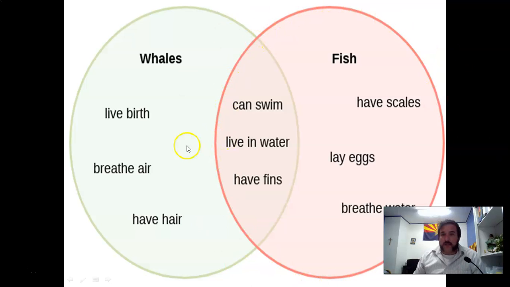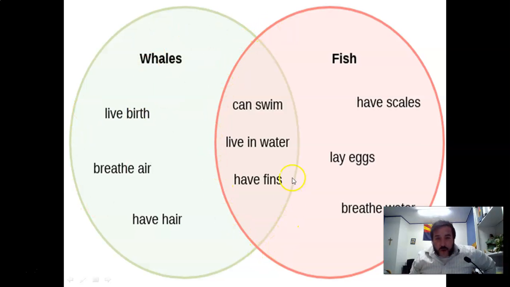This circle is dedicated to fish. Fish are not mammals. Fish are fish. They have scales. They lay eggs. They breathe water. Well, they don't breathe water. They breathe air in the water. But this is why those are on the opposite ends. This right here is only what fish have in common. This right here is only what whales have in common.